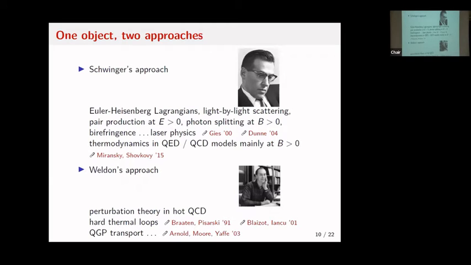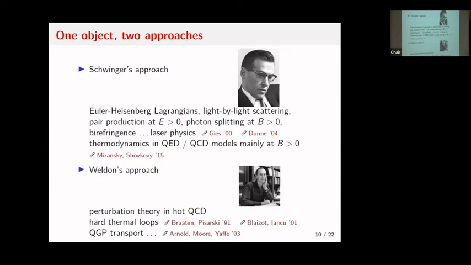Both of these approaches are very successful and famous, and they have been used for a whole range of industry, basically. Schwinger's approach has been used in Euler-Heisenberg Lagrangians to discuss a whole range of interesting phenomena for laser physics, a couple of references there, as well as also for thermodynamics in QED or models of QCD, mainly for non-zero magnetic fields. And it has been used in a, I don't know, plethora of ways.